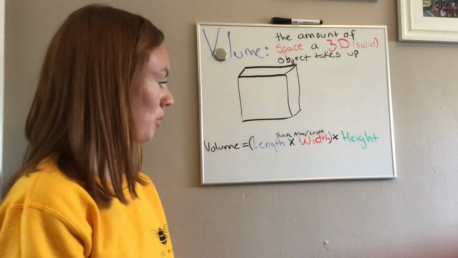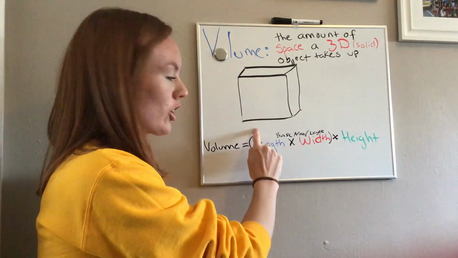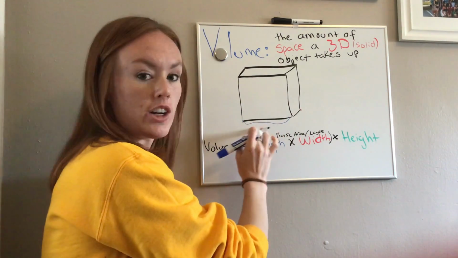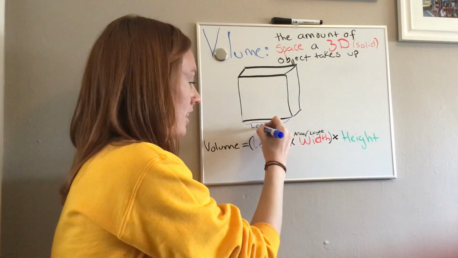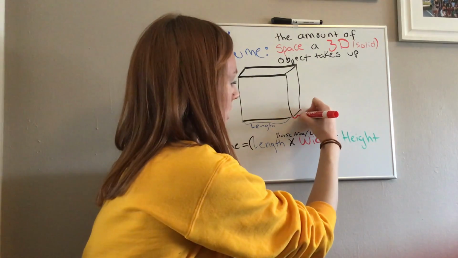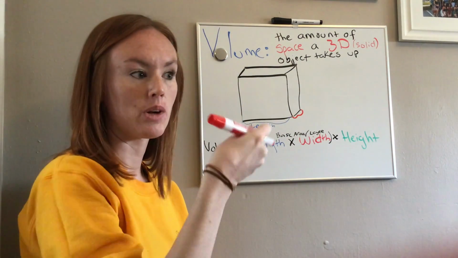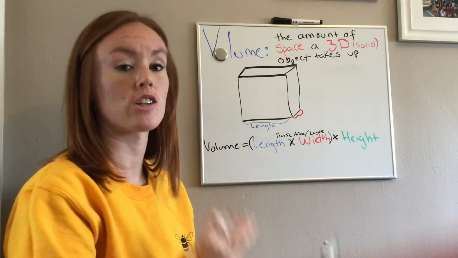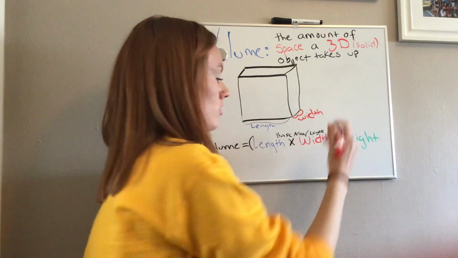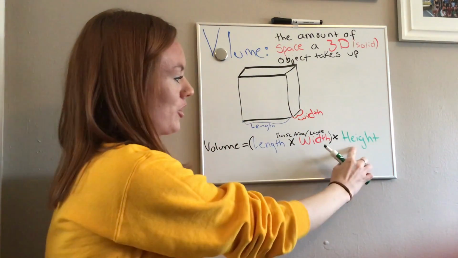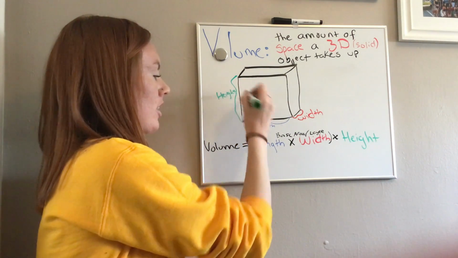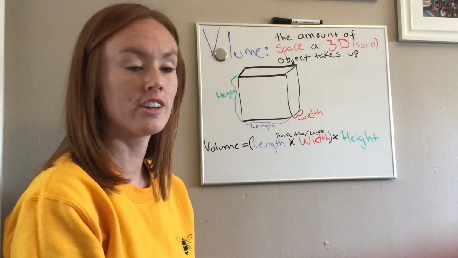So let's see. When I'm looking at the structure, I know my length is going to be this front side. This is my length. My width is going to be how far back it goes, or how many rows away from you it goes when you're facing your structure. It's my width. And our height is how tall it is. So our height is how many layers I can stack on top of each other.